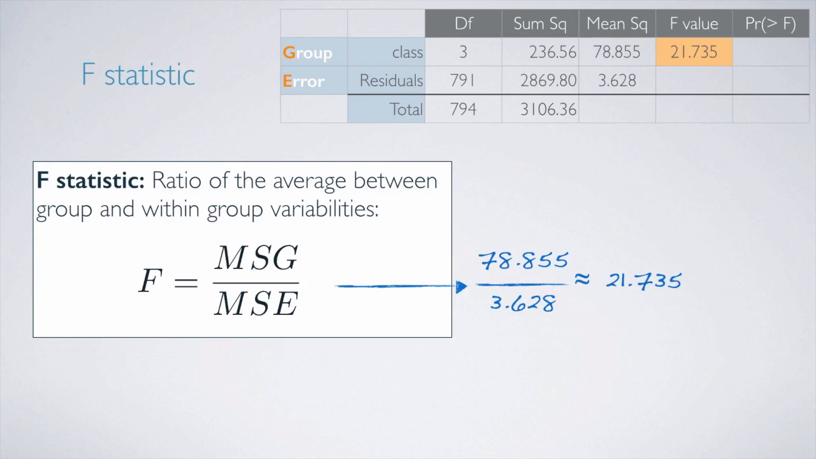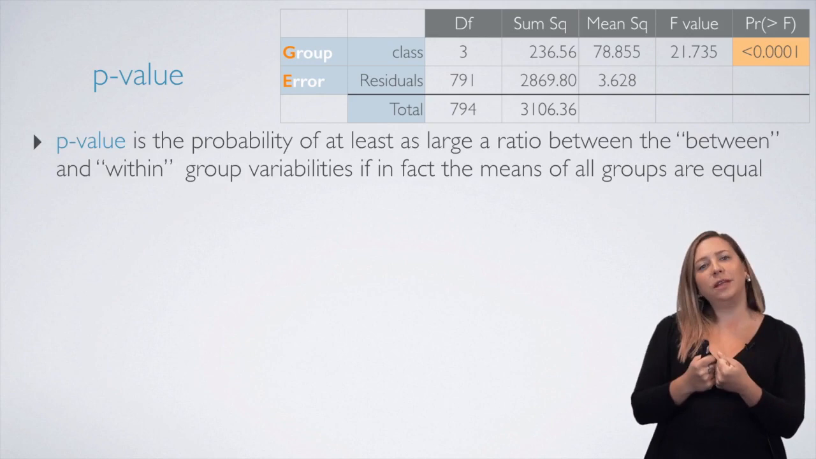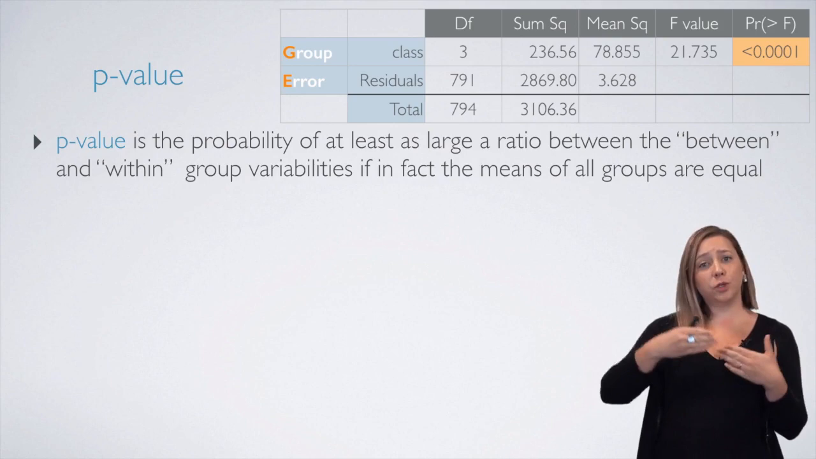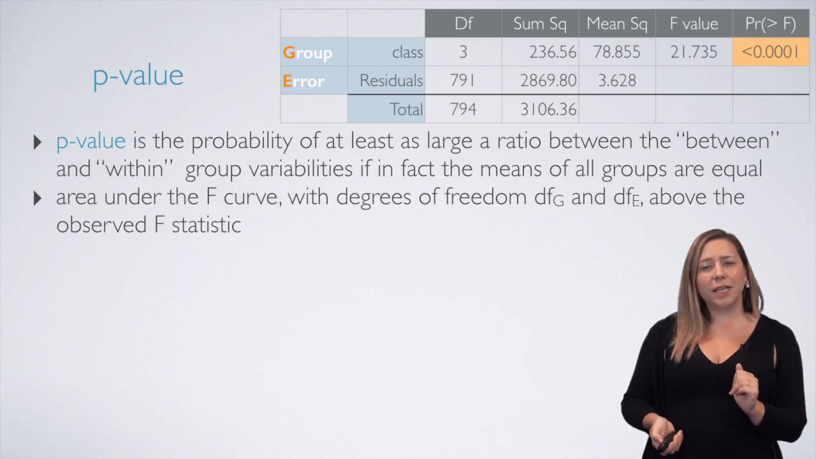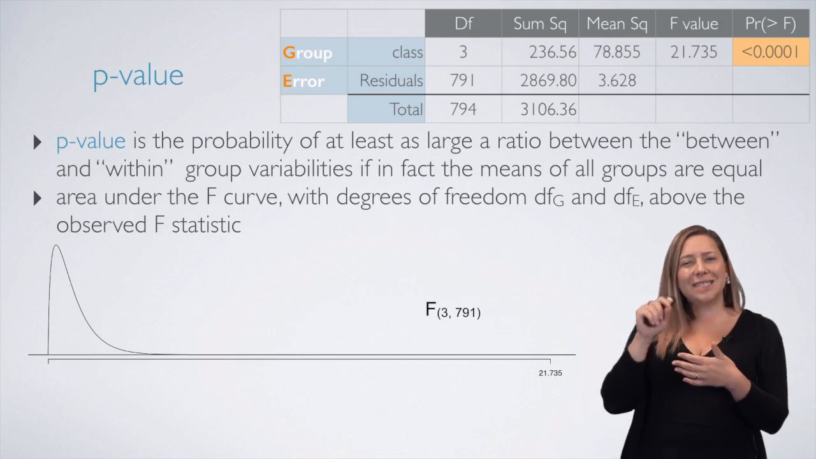The p-value in this context is the probability of at least as large a ratio between the between and within group variabilities if, in fact, the means of all groups are equal. This is just another way of saying p-value is the probability of observed or more extreme outcome given the null hypothesis is true. And it can be calculated as the area under the F distribution, and the F statistic has two degrees of freedom, group and error. So the p-value shown on the ANOVA table is the tail area under the F distribution with 3 and 791 degrees of freedom, which is tiny.